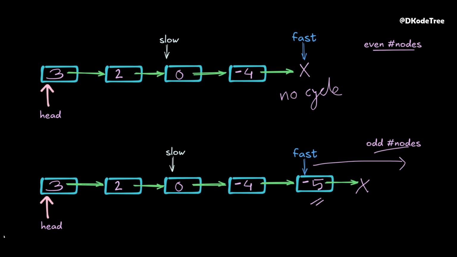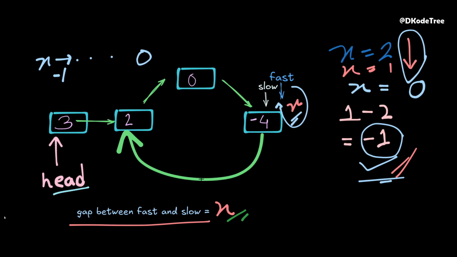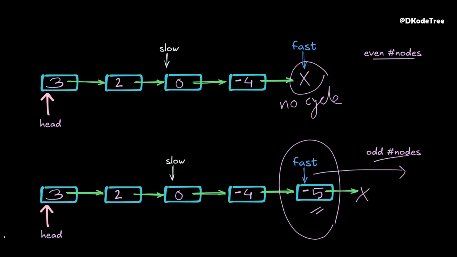So in both the cases, where the fast reaches the last node or any null node, there will be no cycle in the linked list. And we can easily see that if the fast and slow are within the cycle, then they will never reach the null node. And that's the intuition behind how and why the algorithm works in both the cases where there is a cycle and where there is no cycle.